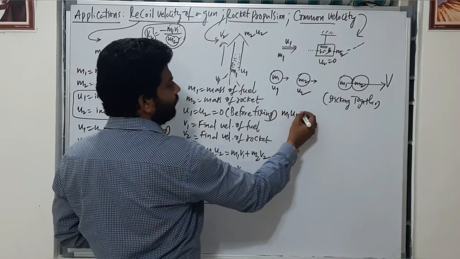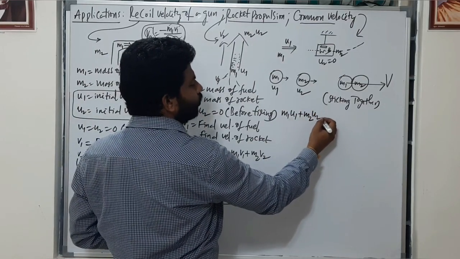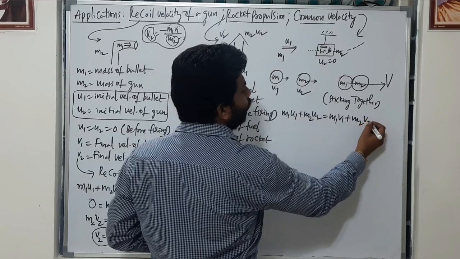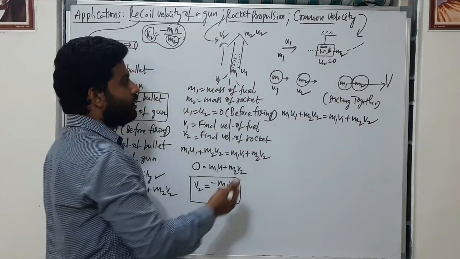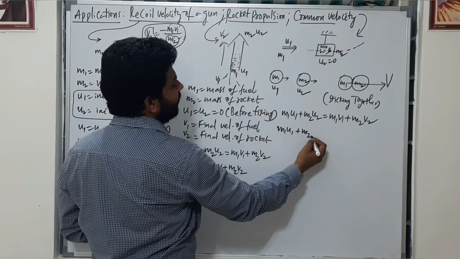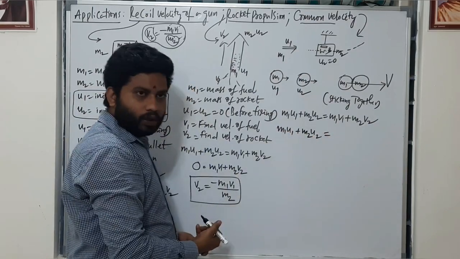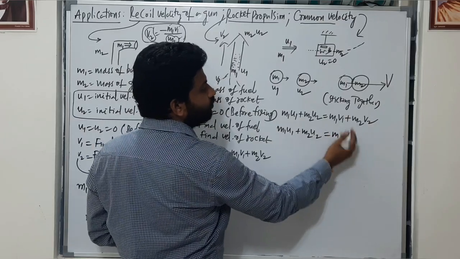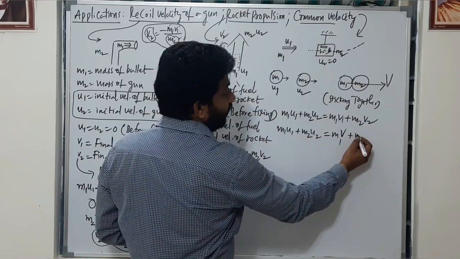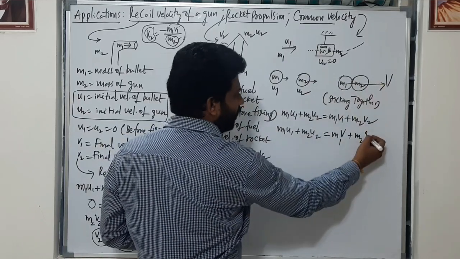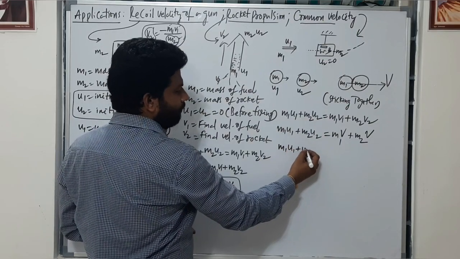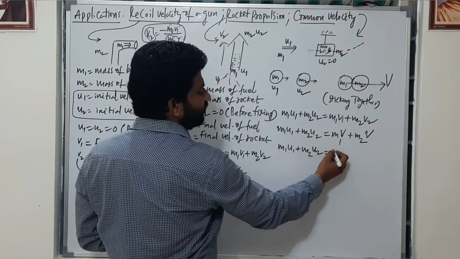m1u1 plus m2u2, which is equal to m1v1 plus m2v2, and let's apply this here. Initial case same, m1u1 plus m2u2, which is equal to, here m1 is moving with what speed? V, capital V, plus m2 is moving with what speed? Same, capital V, alright? So this is m1u1 plus m2u2, which is equal to V.